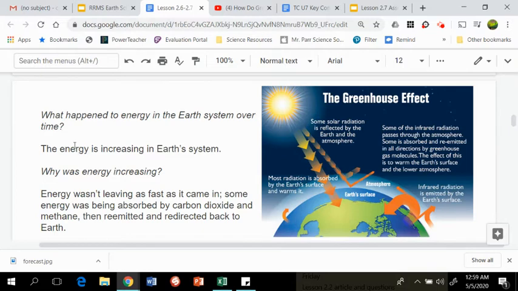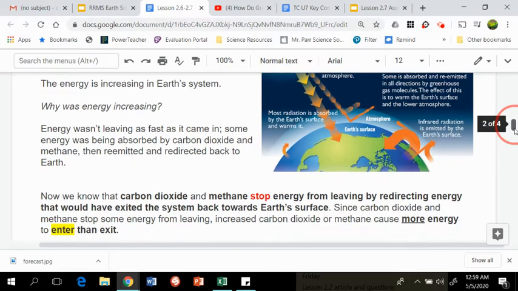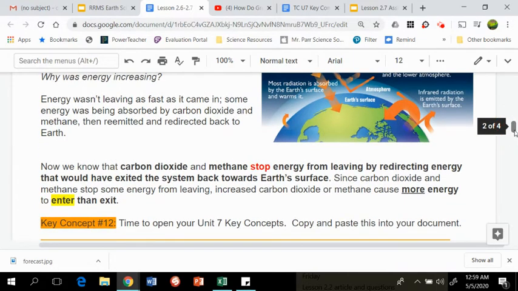Well, it's increased because the energy that is being absorbed is increasing, and that energy isn't leaving as fast as it came in. Some energy is being absorbed by carbon dioxide and methane, and then it gets redirected to the surface and heats up the Earth's surface, which raises the temperature. And eventually, some of that energy can get bounced back into space, like in that game in the video, but generally it's warming up the Earth's surface, which warms up the Earth.